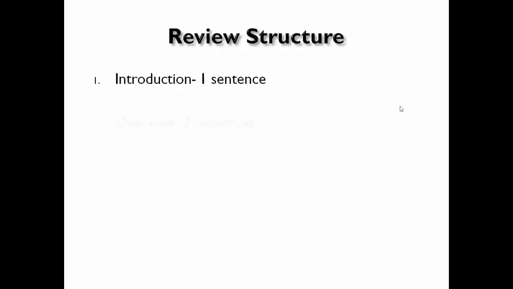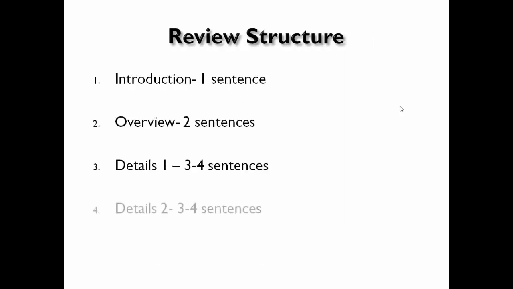So let's just review the structure for any Task 1 question. So first, it's just one sentence, it's your introduction. Then you write two sentences for your overview, and then you get into the details paragraph when you start talking about data and start describing things in much more detail.